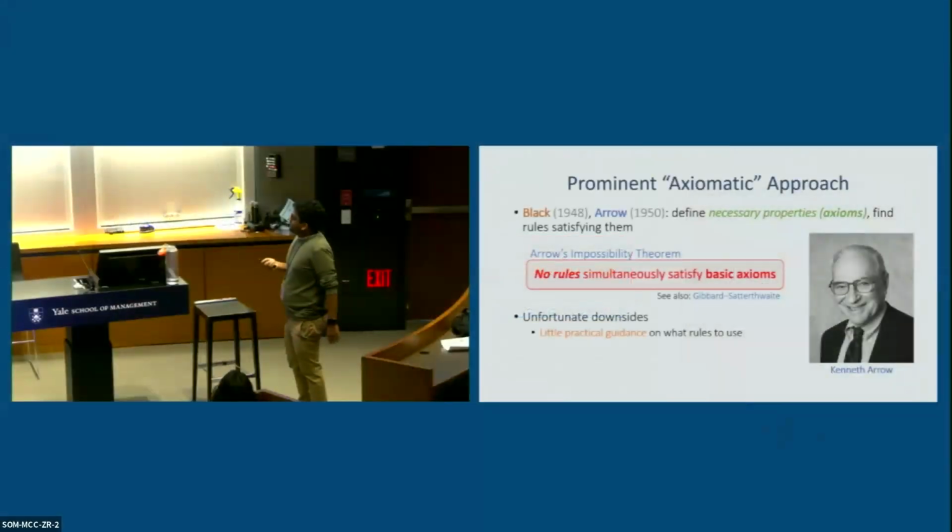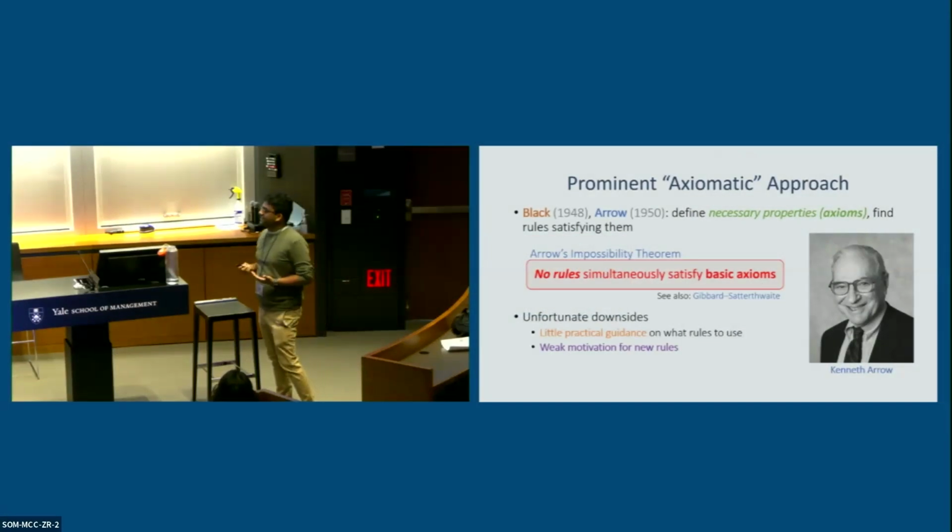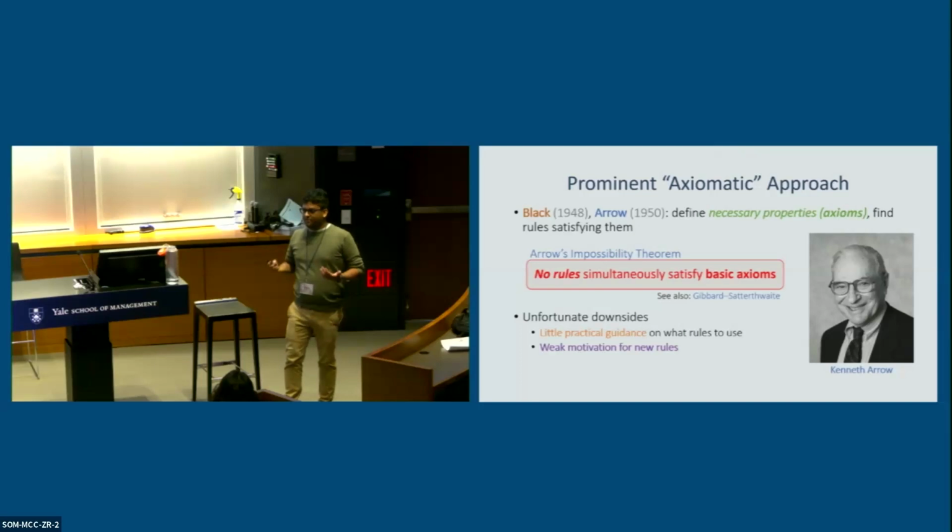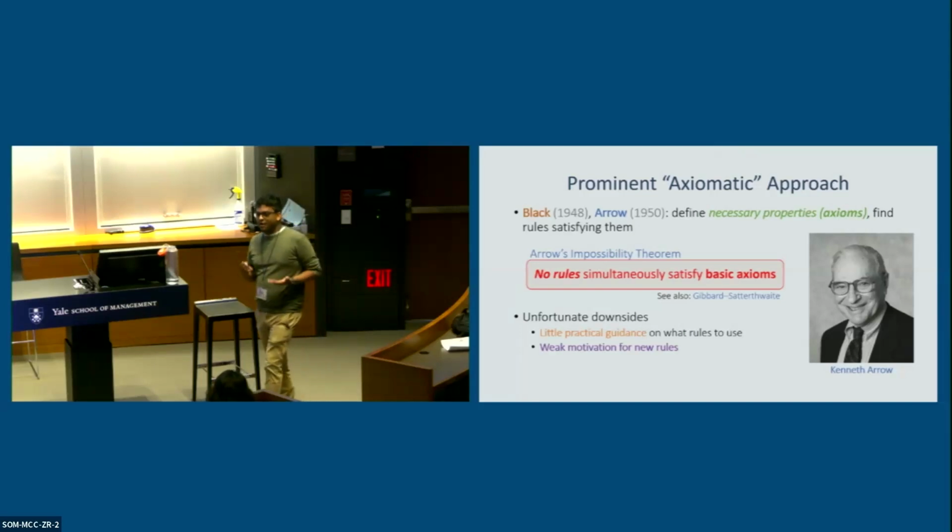The other meta downside is that it offers somewhat weak motivation for the creation of new rules. In some sense, if the bare minimum you could hope to do is actually impossible, it becomes kind of hard to motivate and argue why something new could actually be useful. And so to overcome these challenges, we need a different perspective on voting.